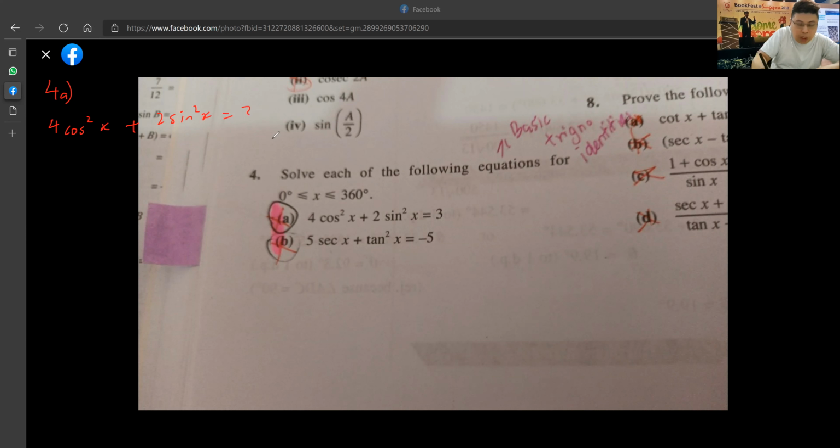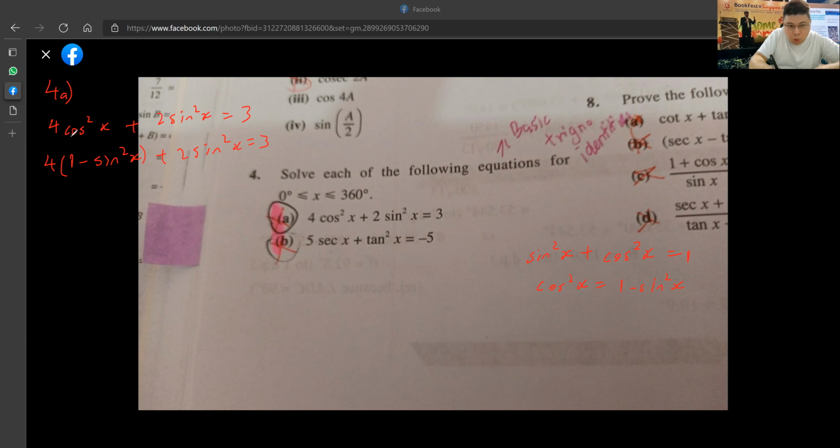is equal to 3. And you know that one of your trigonometric identities, sine square x plus cosine square x, is equal to 1. So if I substitute my cos square x with 1 minus sine square x, you would have 4 times 1 minus sine square x plus 2 sine square x is equal to 3.